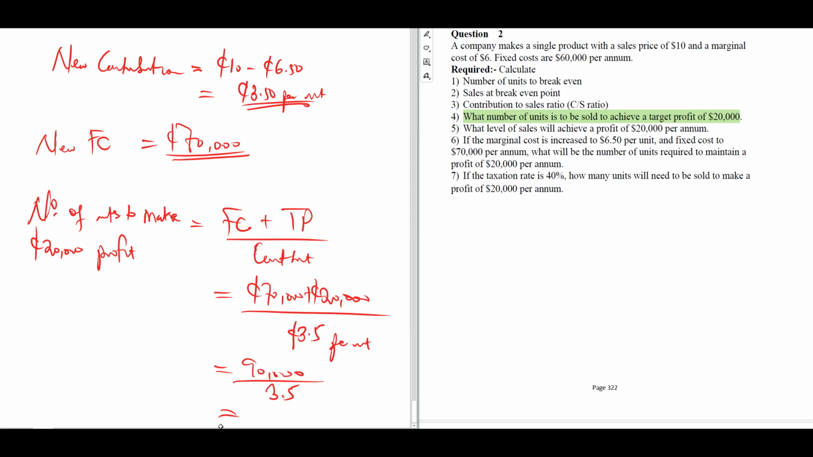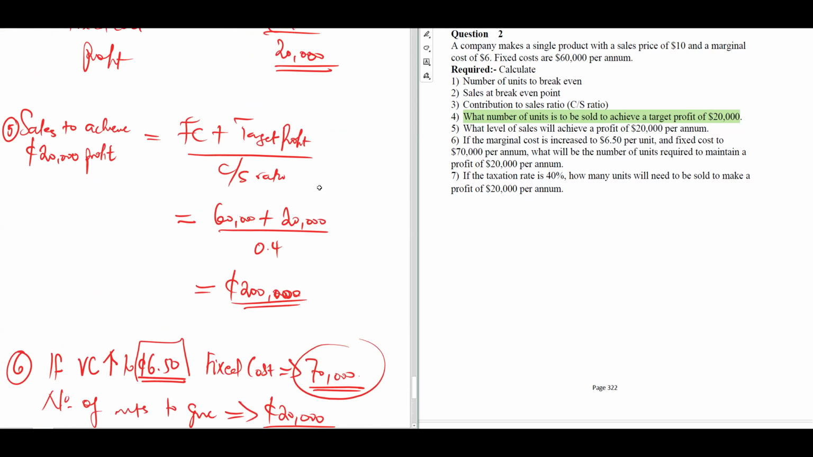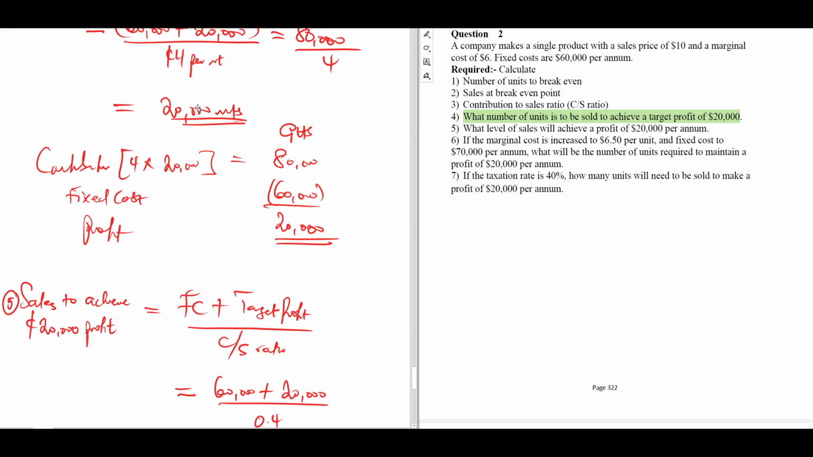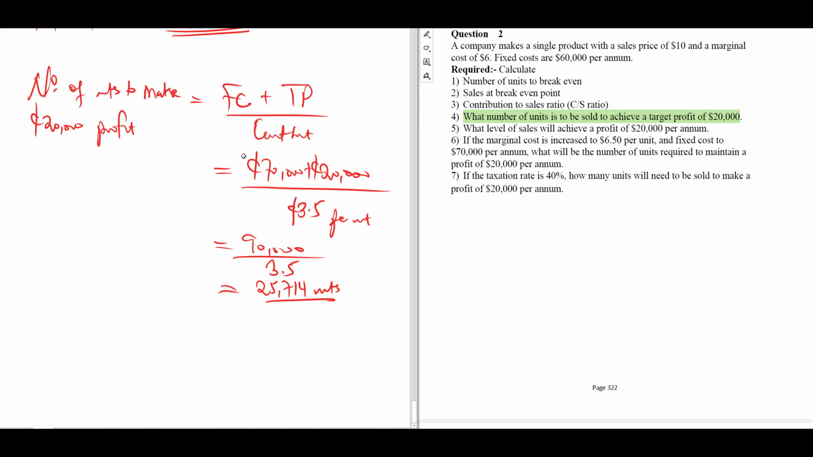Assuming this decision is taken, is it a good decision or not compared to the existing one? That means we have to produce 25,714 units to still make a profit of what? The same 20,000. But before, we only needed to produce what? 20,000 units to make the same profits, right? So it means that this decision is not a good one, assuming we have different options to choose from.